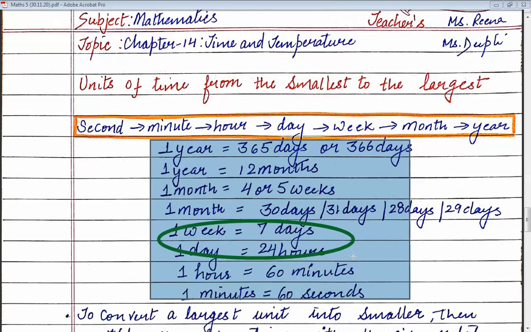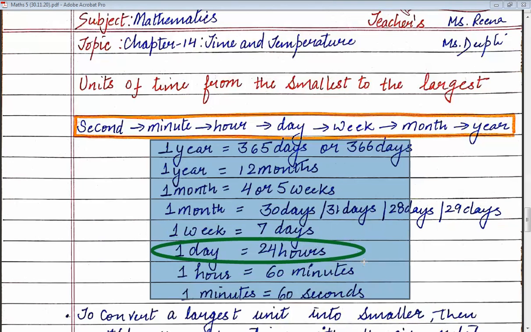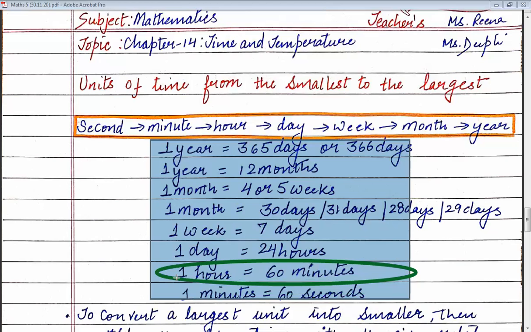Now, next, 1 week is equal to 7 days. In 1 week, how many days are there? 7. Monday, Tuesday, Wednesday, like this. Now, next, 1 day is equal to 24 hours. Next one, 1 hour is 60 minutes, and 1 minute is equal to 60 seconds.